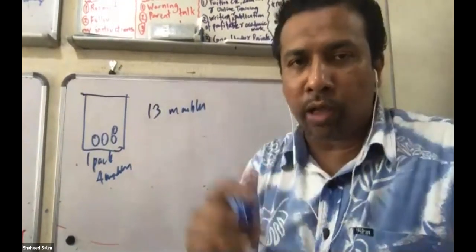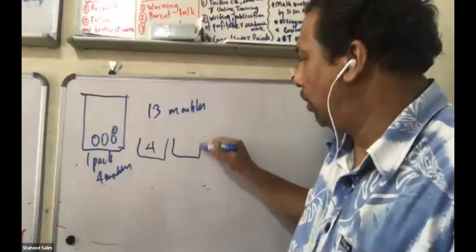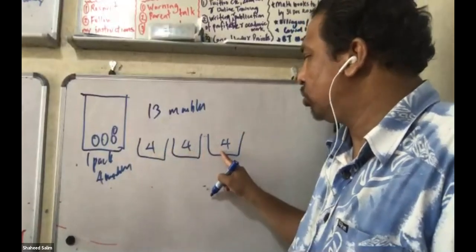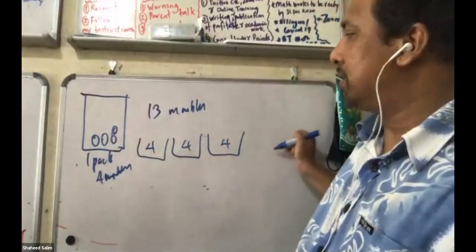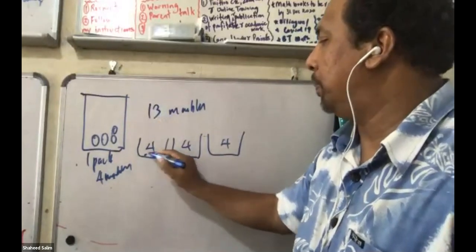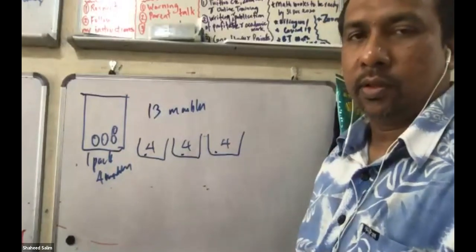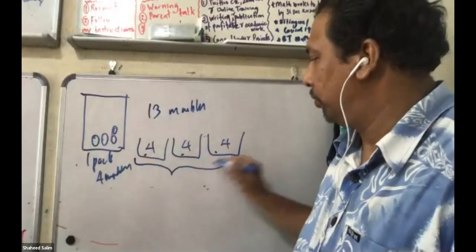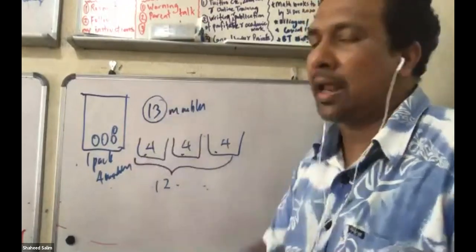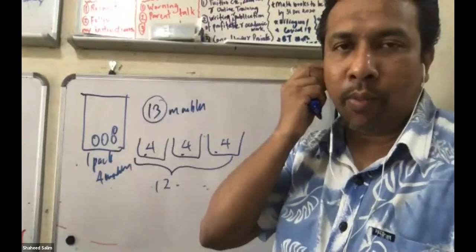If you don't know, I'll show you now. Every packet, 4, 4, 4. 4 plus 4 plus 4, 12 already. If you put one more 4, it's 16. Cannot be, you only have 13 marbles. So you take 3 packets, and the total is 12. So you have 1 marble extra that you don't put into any packet. Do you understand that or not?